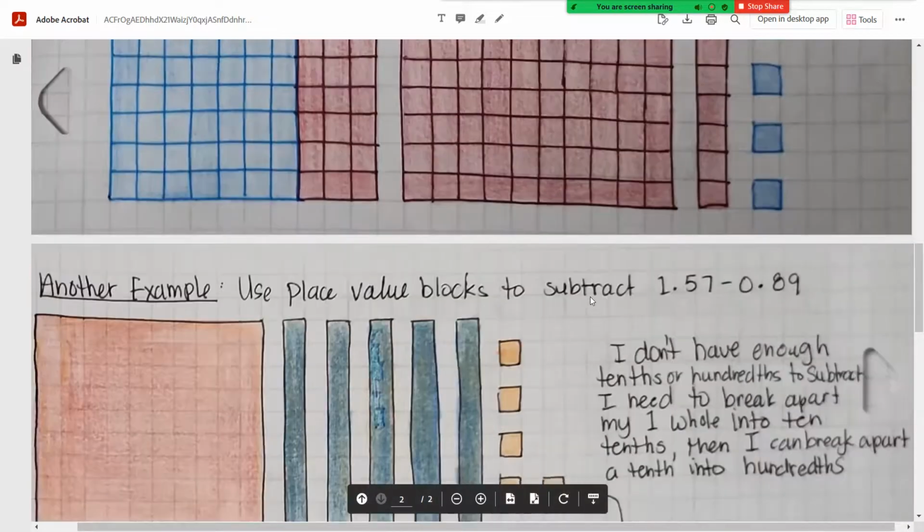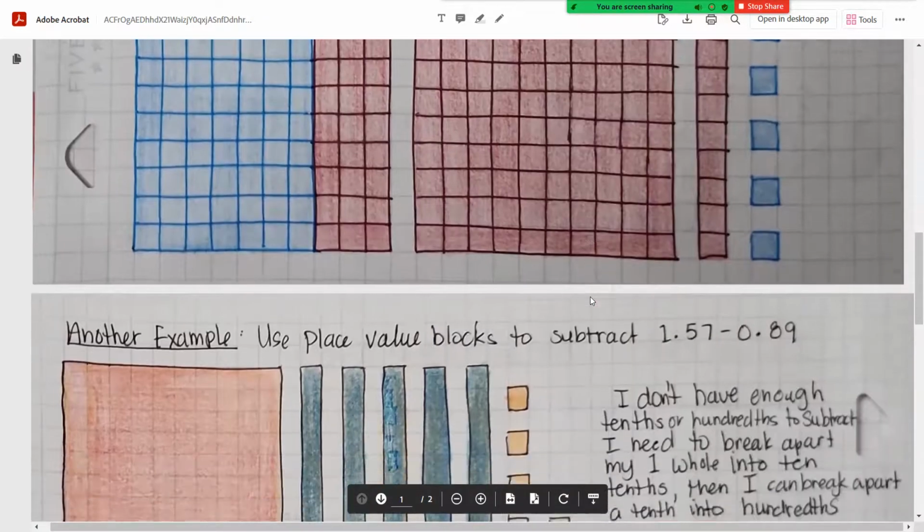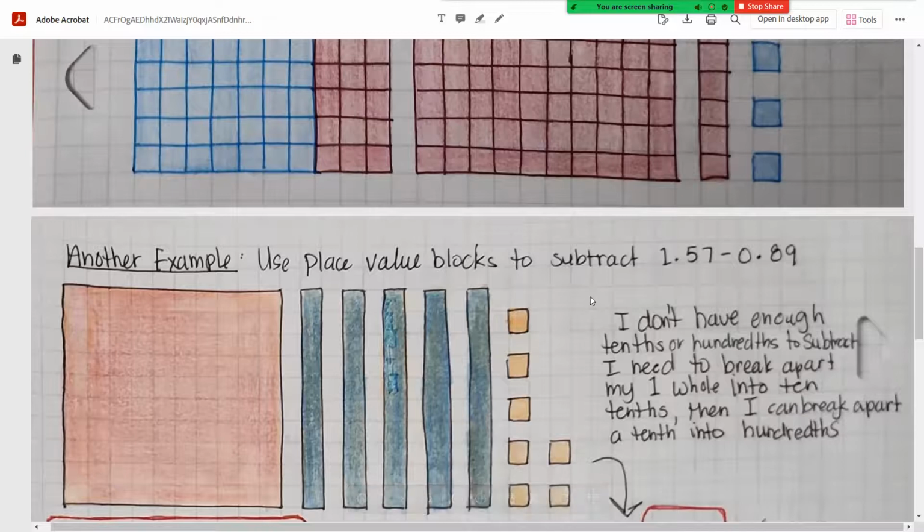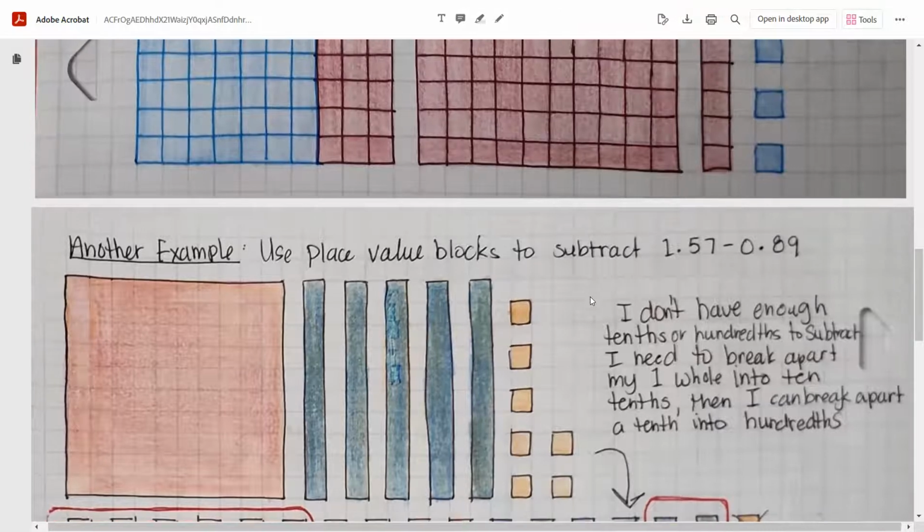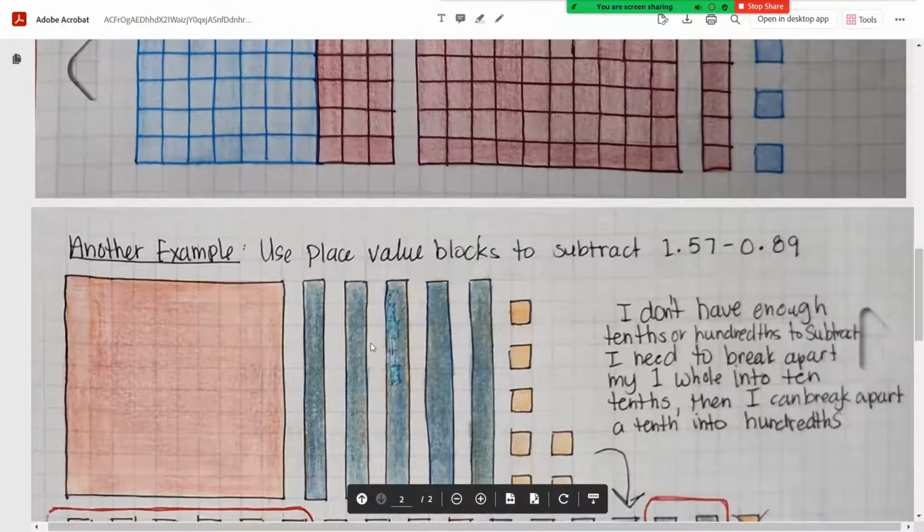Now let's take a look at another example. It says use place value blocks to subtract 1 and 57 hundredths minus 89 hundredths. So I drew out my 1 and 57 hundredths. And I need to break it apart. I need to take away 89 hundredths.